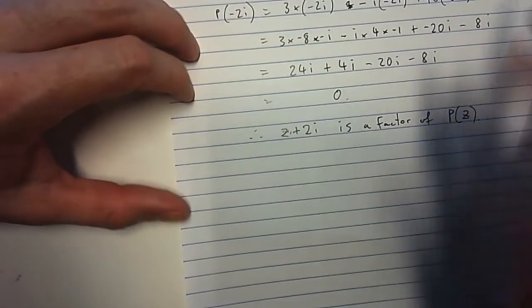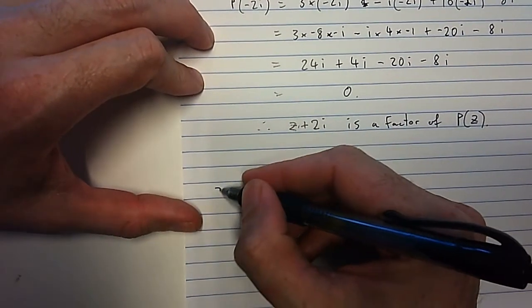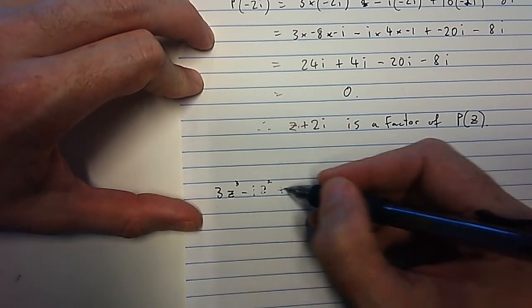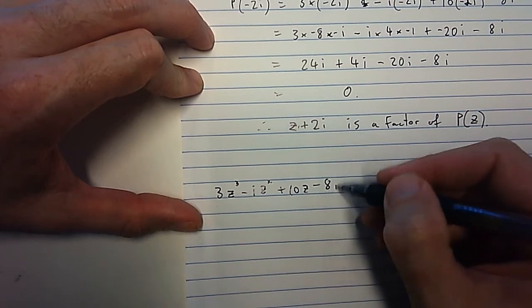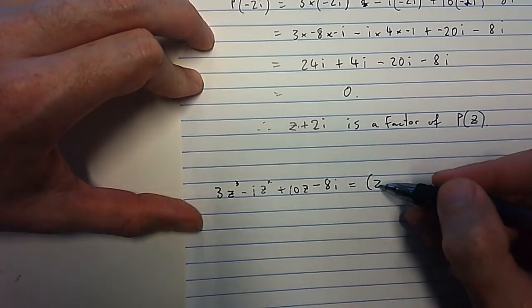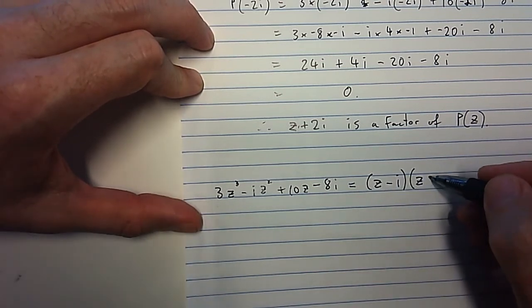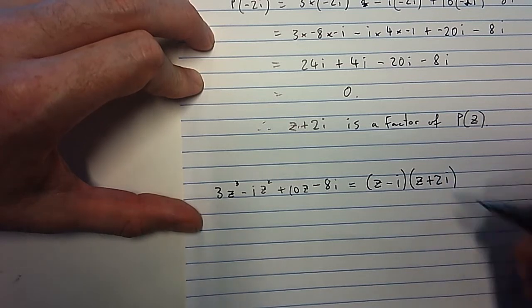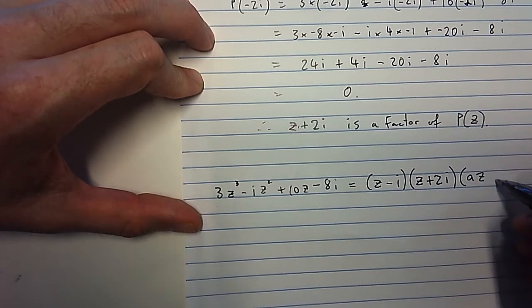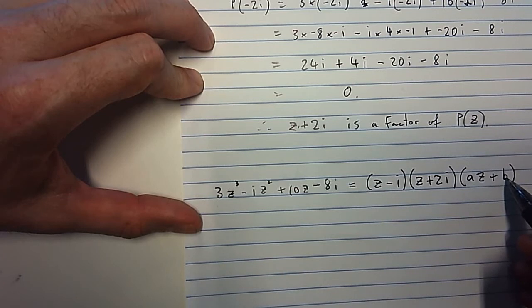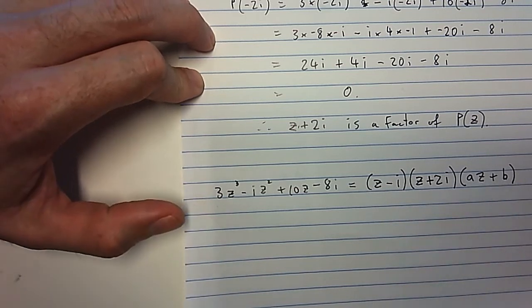Okay, so things we do know. We know that this expression, 3z cubed take iz squared plus 10z take 8i, is going to be equal to z take away i, because that was our first factor we worked out. And the second factor we worked out, or we're told to check, is z plus 2i. So we know these two multiplied together times some other factor, which we're going to write as az plus some unknown b, is going to give us this expression here. So I've used a and b; a and b are basically our numbers that we're trying to solve for.